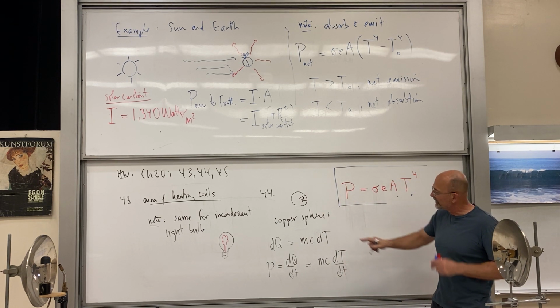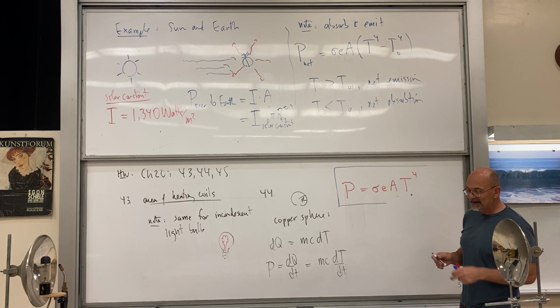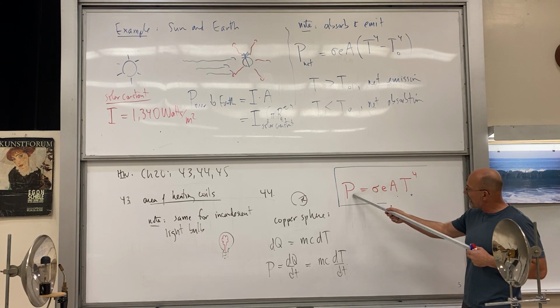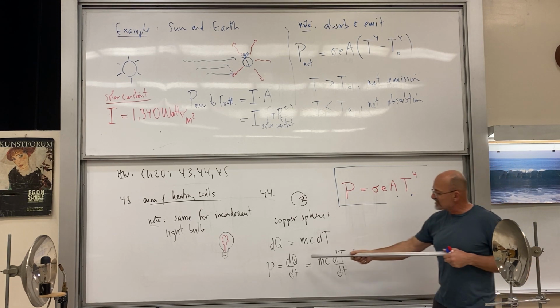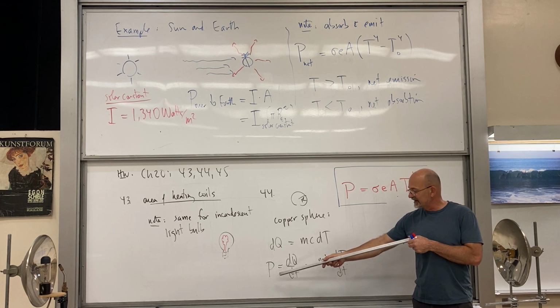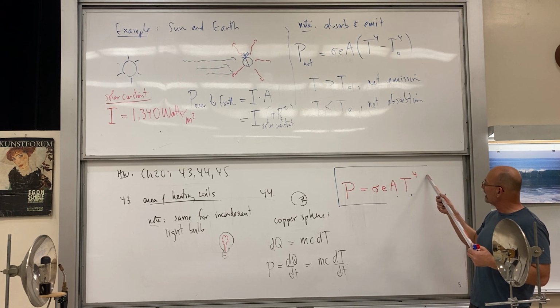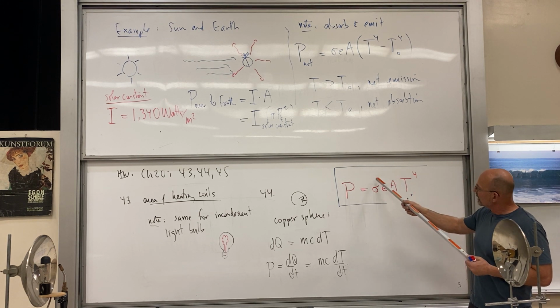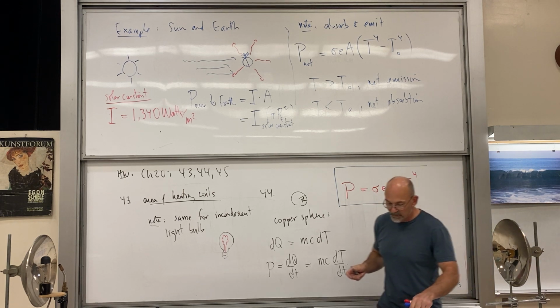So that's the power being radiated by this copper sphere, and you're going to bring it into connection with the power being radiated in this sense. So this is the change of the heat, right? The heat content expressed as power, and if it's all being radiated according to this formula, you're going to bring these two expressions into connection. So that's a nice problem.